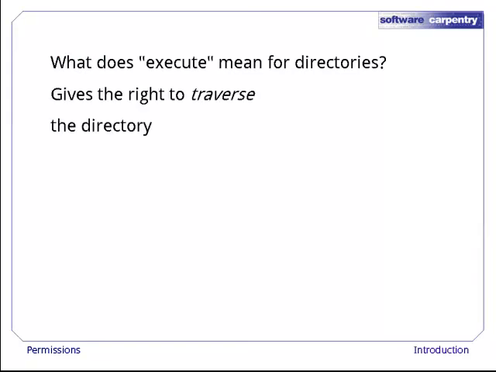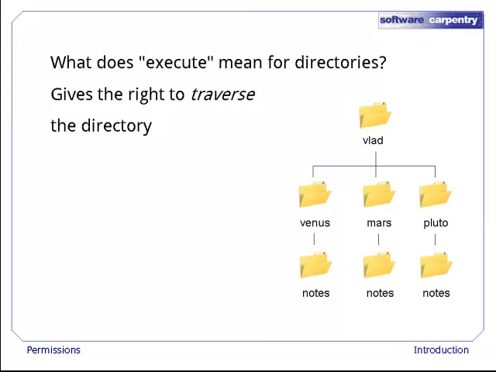In fact, X means something different for directories. It gives someone the right to traverse the directory, but not look at its contents. The distinction is subtle, so let's have a look at an example. Vlad's home directory has 3 subdirectories called Venus, Mars, and Pluto. Each of these has a subdirectory in turn called notes, and those subdirectories contain various files.